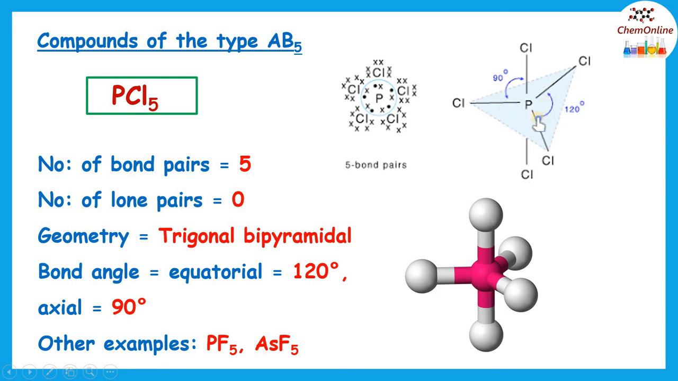The angle between the equatorial chlorine atoms is 120 degree. Whereas the angle between any equatorial and the axial bond will be 90 degree. And the geometry will be trigonal bipyramidal. PF5, AsF5, etc. are other examples having trigonal bipyramidal geometry.